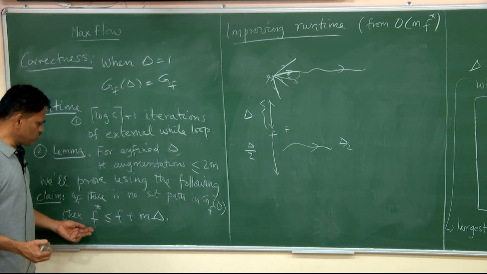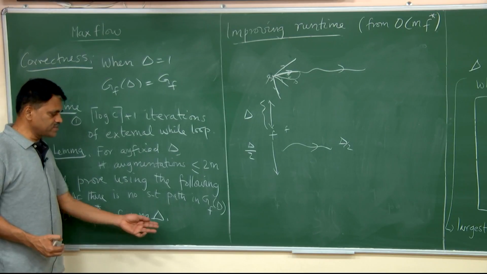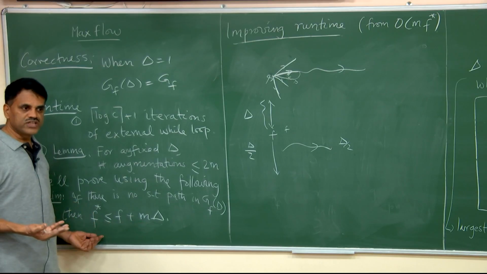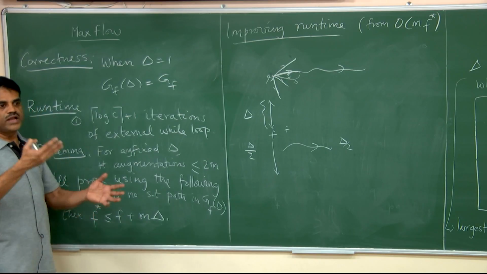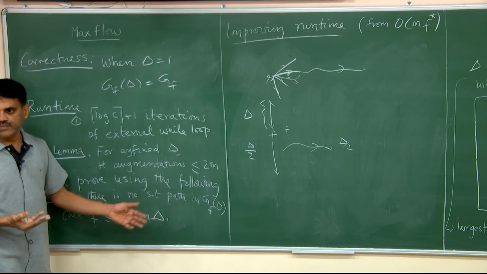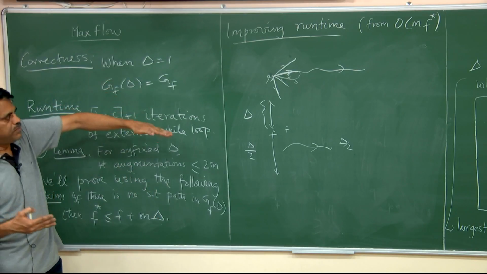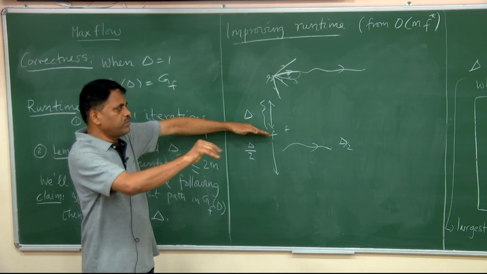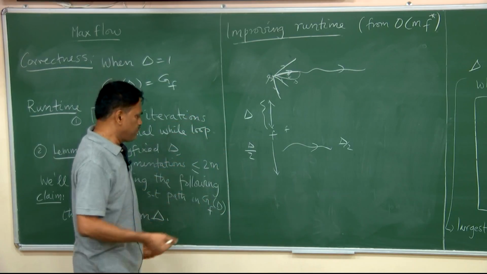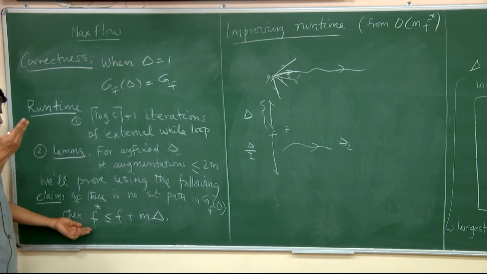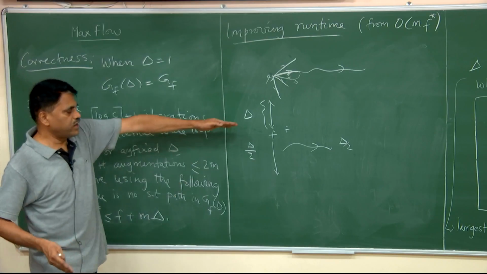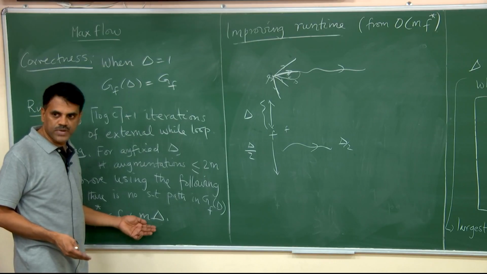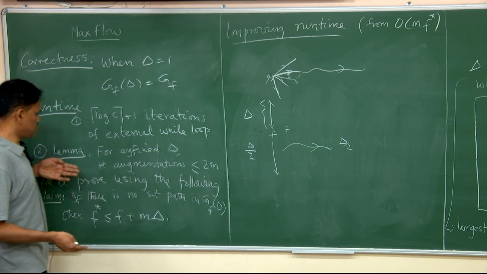The flow increases by at least delta by 2. But this claim tells you my F star is never more than F plus m delta. So if I do 2m many augmentations, I would have reached F star, because 2m into delta by 2 is m delta. So I start off with F at the beginning of this phase of the scaling, and every time I augment, my flow increases by delta by 2. But this claim tells me that the maximum flow is never more than where you started off plus m times delta. So you will not do more than 2m many augmentations. That's what this lemma would tell you.